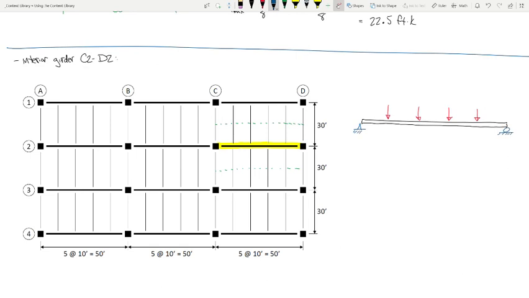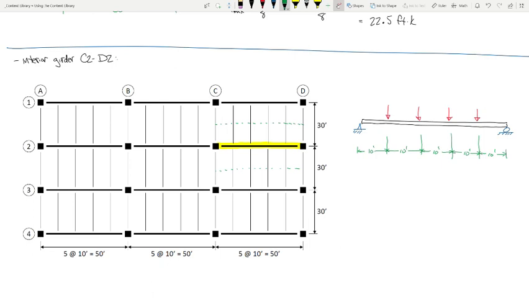Now some of you might be thinking, what about this beam or this beam? Well, I'm just going to assume that goes right to the column. You'll see why here in a second. But let's put some dimensions on this. So we know that.